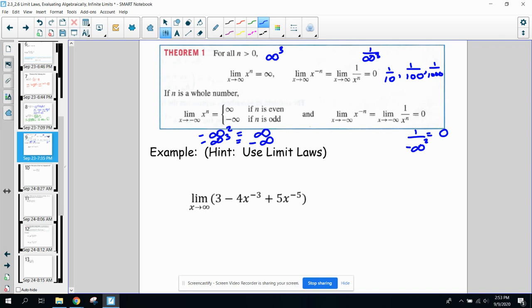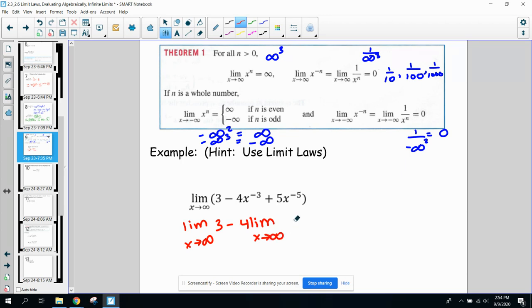Okay, so using those ideas, we're going to try this example, and for right now, use our limit laws. So we're going to split this up a little bit. We're going to say the limit as x approaches infinity, and then we have 3 minus, so I'm going to separate this. I'm going to pull out this constant. This is from the video from the other class. So I'm just going to rewrite this using limit laws.